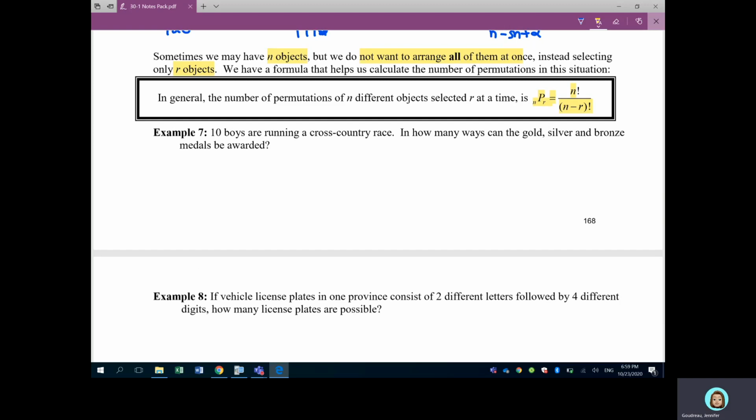10 boys are running a cross-country race. In how many ways can the gold, silver, and bronze medals be awarded? So we have 10 boys, but we only need to arrange them 3 at a time. And this is a definite arrangement because we are dealing with placements here: gold, silver, and bronze. The order in which we list the 3 boys that we choose is going to have an effect, because whoever we pick first gets gold, and silver and bronze for the second and third. So it is a permutation because order matters.